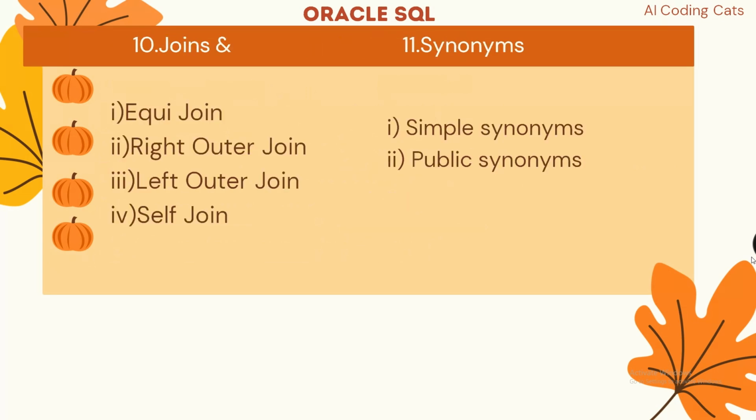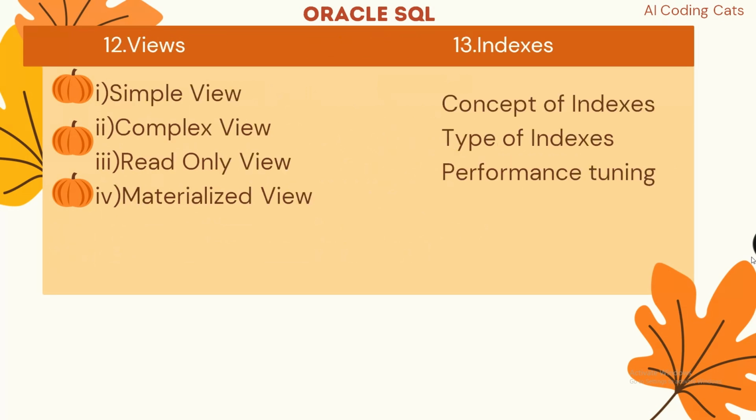Next, joins. Equi join, right outer join, left outer join, self join. I can say in complete SQL concepts, the most important topic is joins. Right? Next, the eleventh one is synonyms, private synonym and public synonym. Next, views. What are the views? Simple view, complex view, read only view, materialized view. And inside these views, while creating, what are the advanced concepts, that also we will discuss.